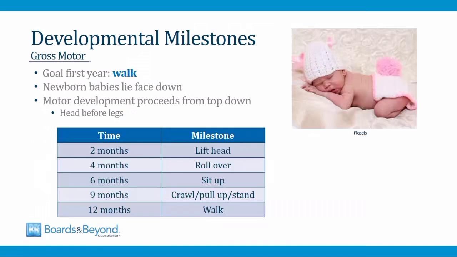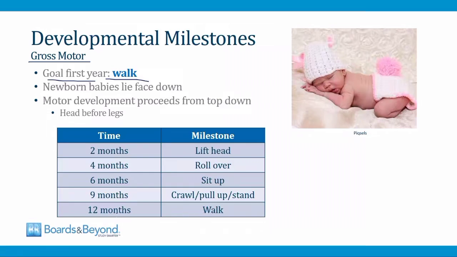The way to remember the developmental milestones for gross motor function is to remember that the goal of the first year of development is to learn how to walk. Most children acquire the ability to walk at around 1 year of age. It's not always exactly at 1 year. Some children are early, like 9 or 10 months. Some children it's later, like 13 or 14 months. But at approximately 1 year, that's when most children learn to walk.